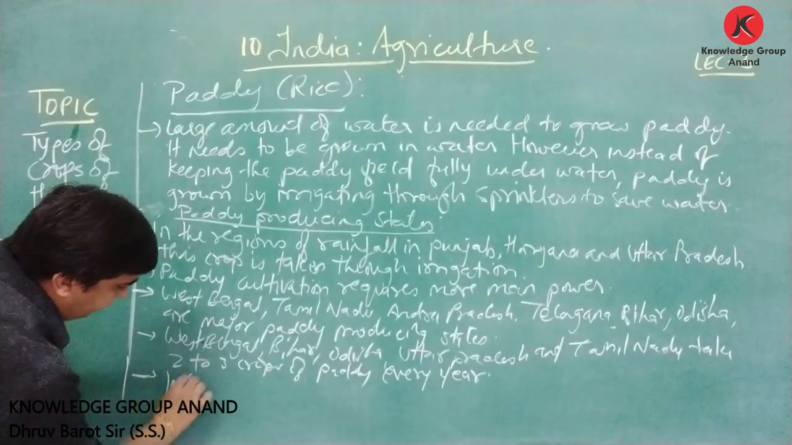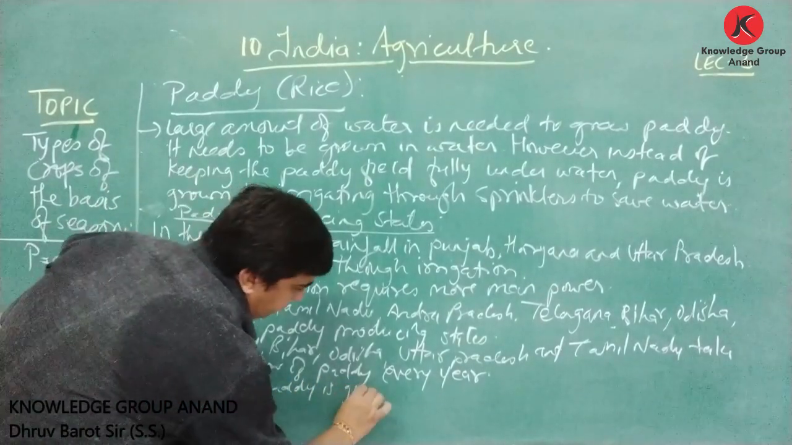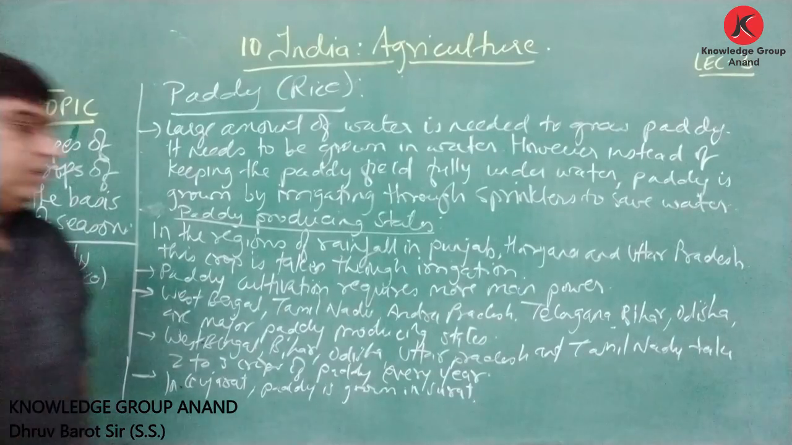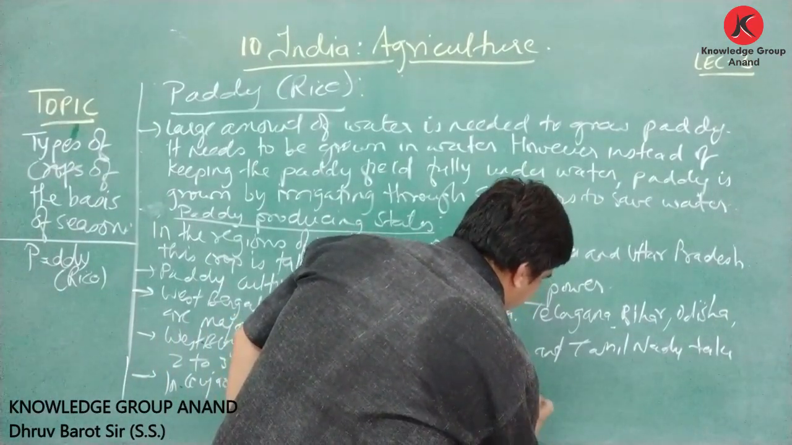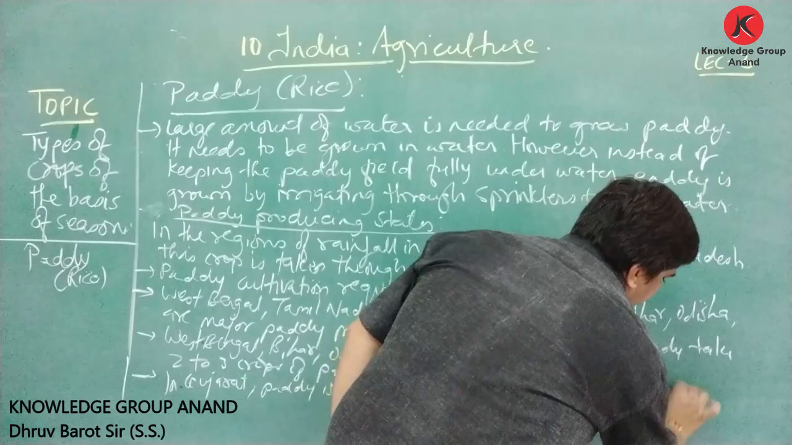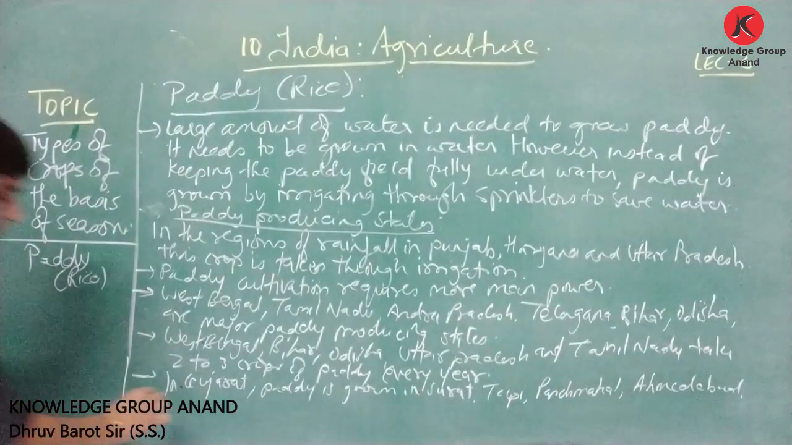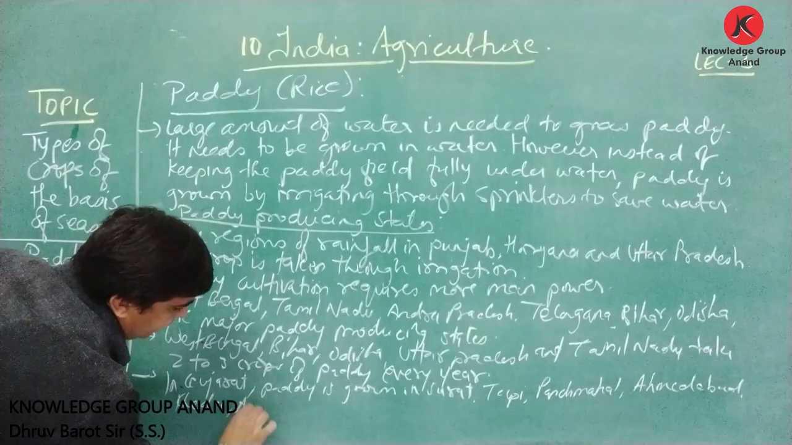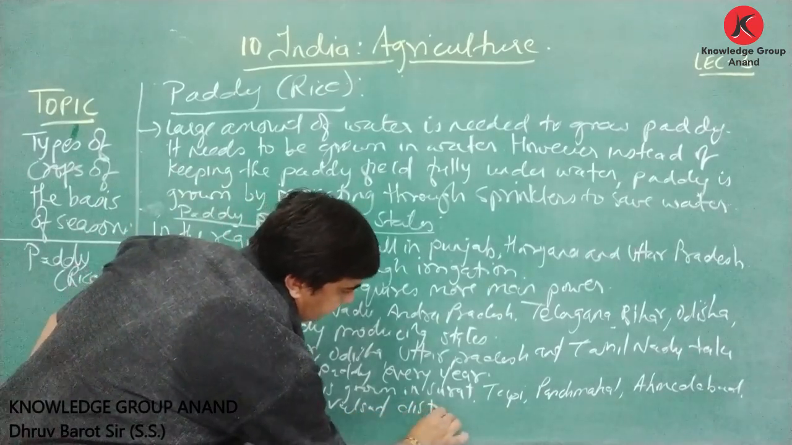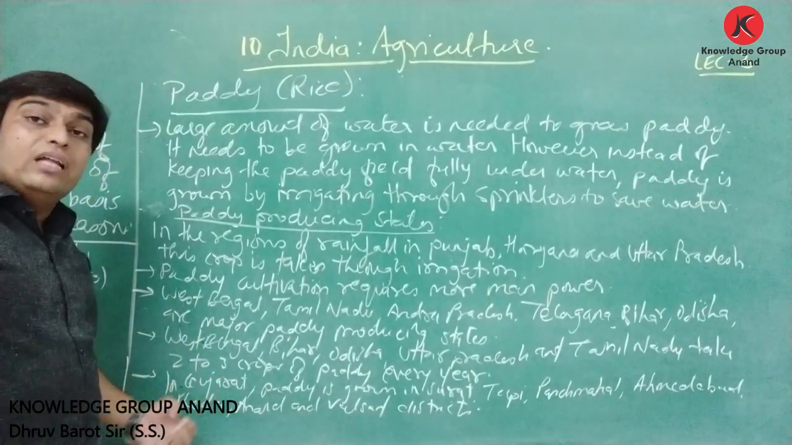Then, in Gujarat, paddy is grown in Surat, Tapi, Panchmahal, Ahmedabad, Kheda, Anand and Valsad districts. These are the areas in Gujarat where paddy is grown.